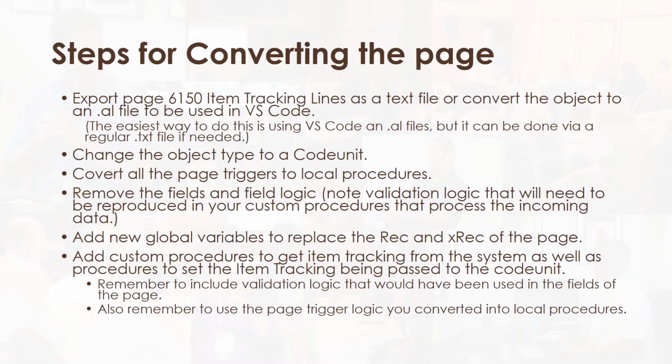And at the end of that, then we create custom procedures. This is where our coding comes in, our custom code, and you go in, you create a method to get the item tracking, and you create a method to set the item tracking. And this is going to be from multiple places, so you might have a method for adding sales lines, then you have another method for adding purchase lines, and then adding transfer lines. Remember to use the page trigger logic when you write your custom methods, and remember to use that validation logic.